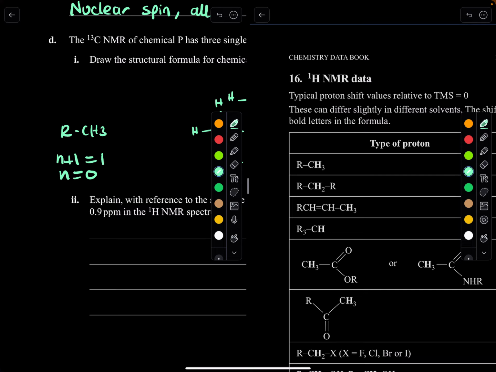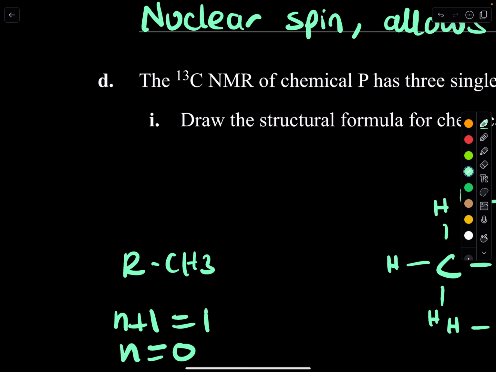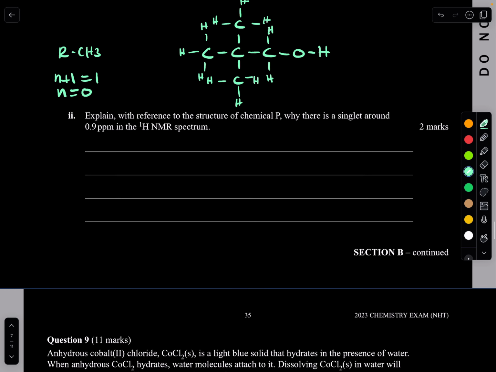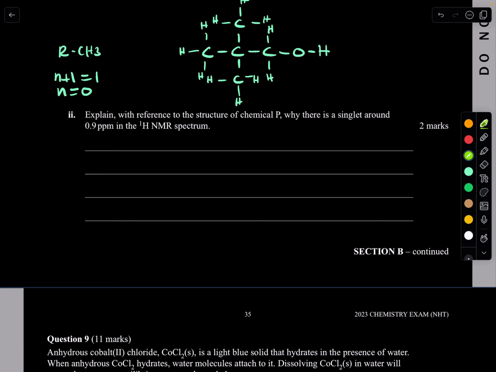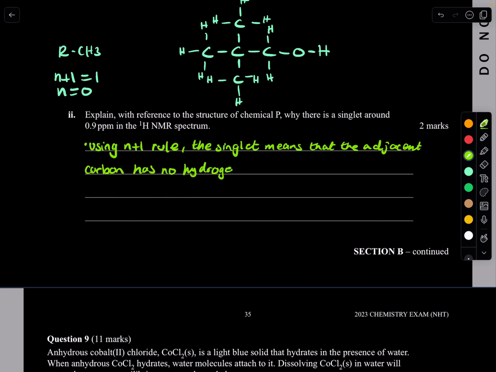CH3. So we're going to talk about the n+1 rule and simplify all this for 2 marks. All right, let's use a different color. So let's say, using the n+1 rule, the singlet means that the adjacent carbon has no hydrogens. Beautiful.